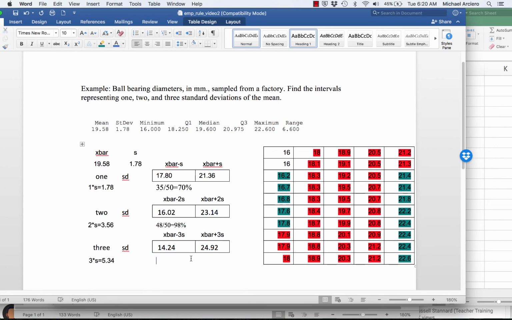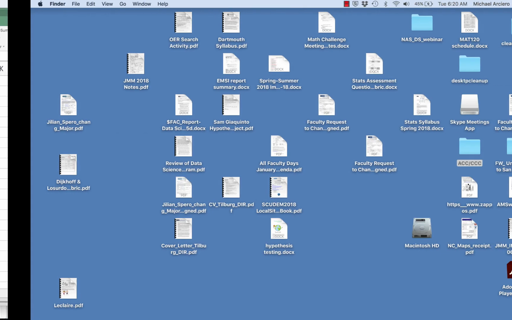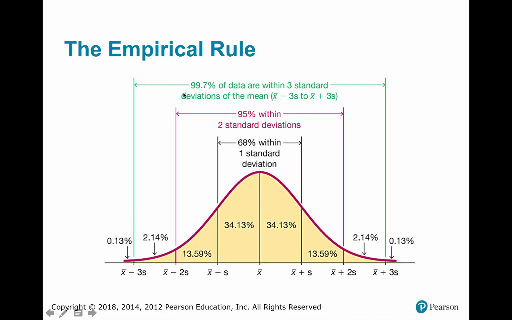So we get 100% of the data falling within 3 standard deviations, which again roughly agrees with our empirical rule of 99.7%.